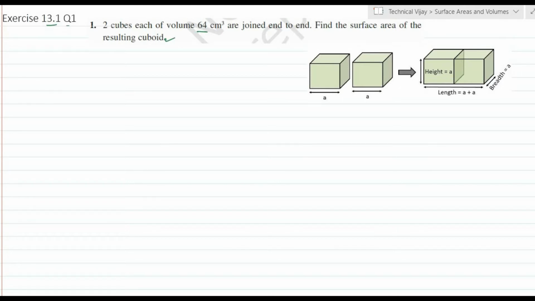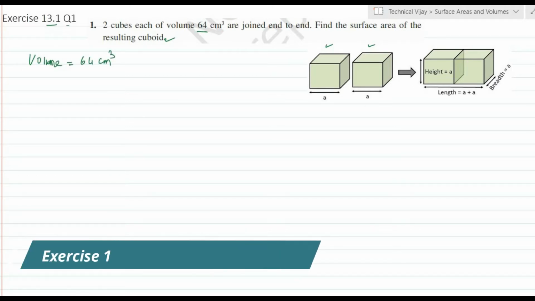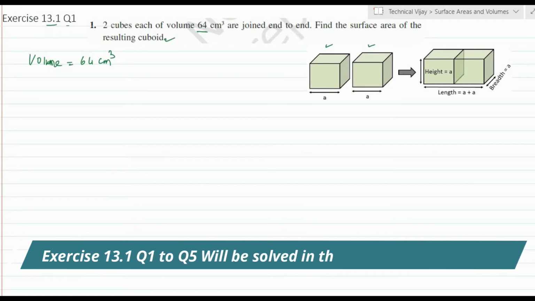So here I have drawn a figure. Here there are two cubes, this and this. They are similar cubes. So the volume of each cube is equal to 64 cubic centimeter. This volume is 64 and this volume is also 64 cubic centimeter. Now find the surface area of the resulting cuboid.